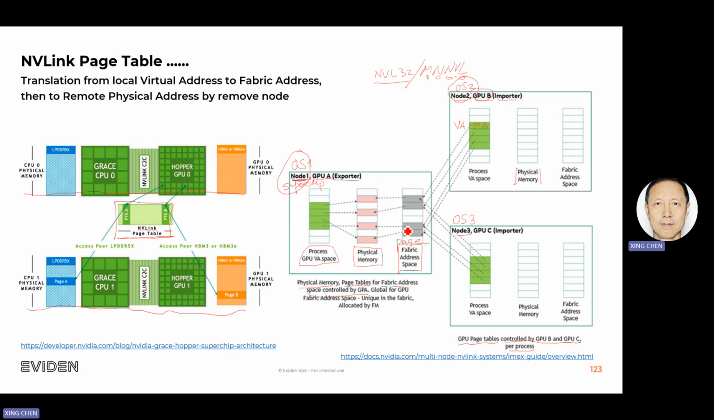This is the page table for the fabric address. If you have this fabric address, you can look up from this page table and find this physical address. And this physical address is the one holding the data that GPU B wants to read. This is the physical address. This is the fabric address. And then the GPU can read the data from another GPU's memory.